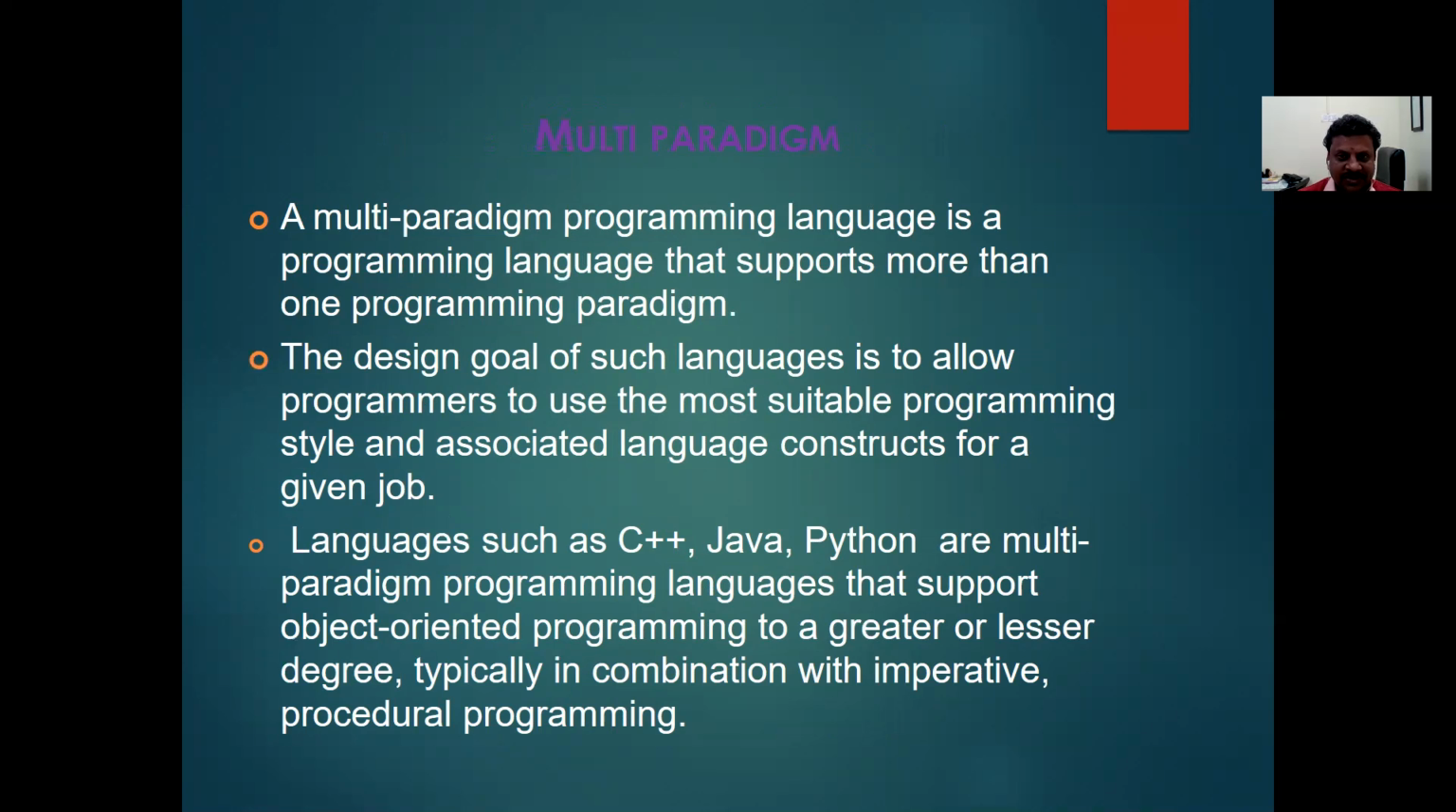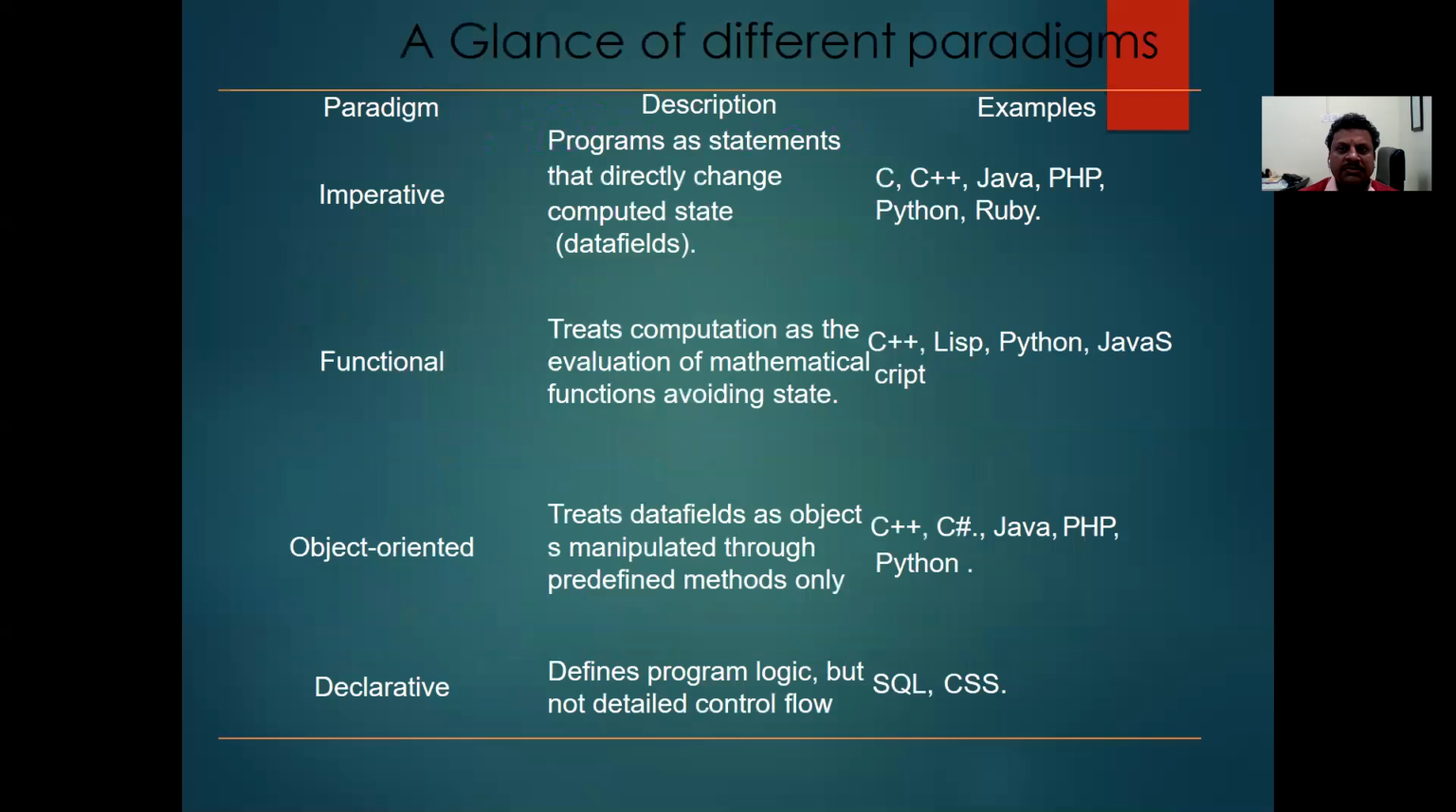Multiple paradigm. A multiple paradigm language is a programming language that supports more than one programming paradigm. The design goal of such languages is to allow programmers to use the most suitable programming style and associated language constructs for a given job. Languages such as Java and Python are multi-paradigm languages that support object-oriented programming to a greater or lesser degree, typically in combination with imperative procedural programming.